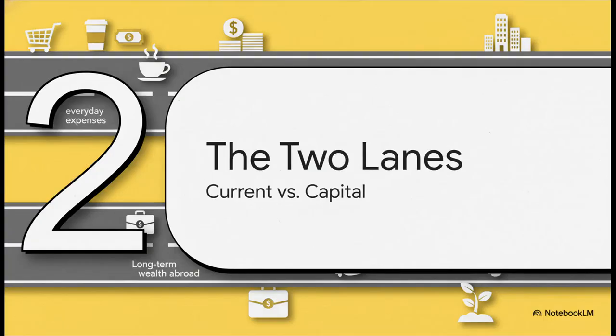step. Now, FEMA does something pretty smart to keep things from getting too confusing. It splits every single overseas transaction into just one of two buckets. I want you to picture a highway with two main lanes. One lane is for all your day-to-day stuff, and the other is for building your wealth abroad. These are what we call current and capital account transactions.